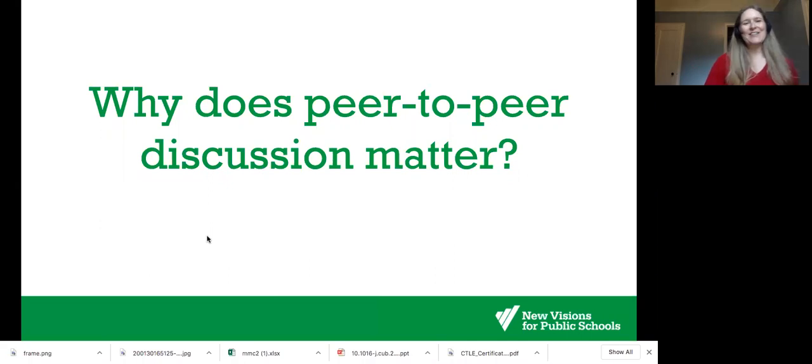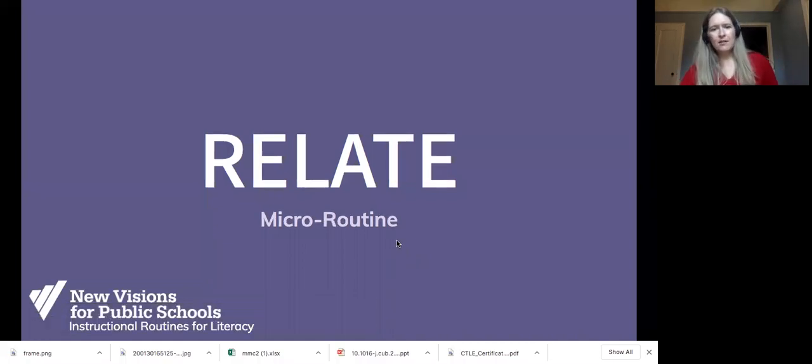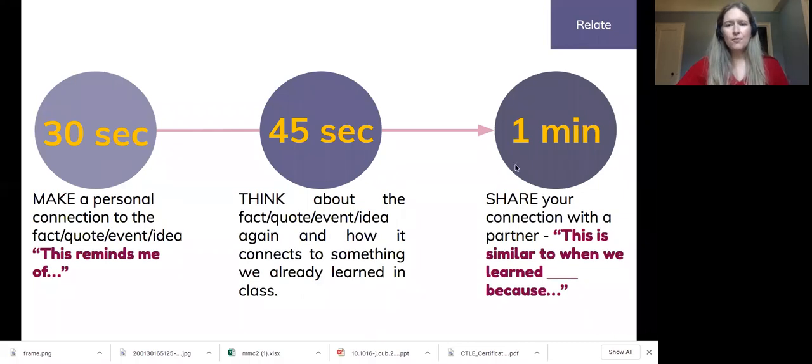So let's get into this. Why does peer-to-peer discussion matter, especially right now? To talk about that, we're going to use a micro routine. These are small instructional routines, or peer-to-peer discussion routines, that have been modified for the remote environment. This one has three very short steps, and this is just the overview of it. We're going to actually experience this in just a moment.